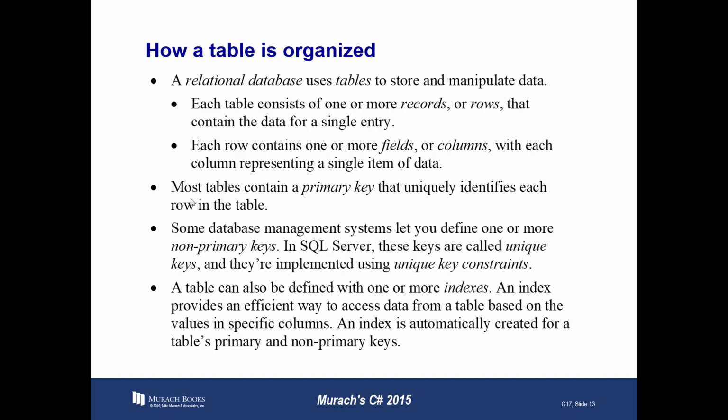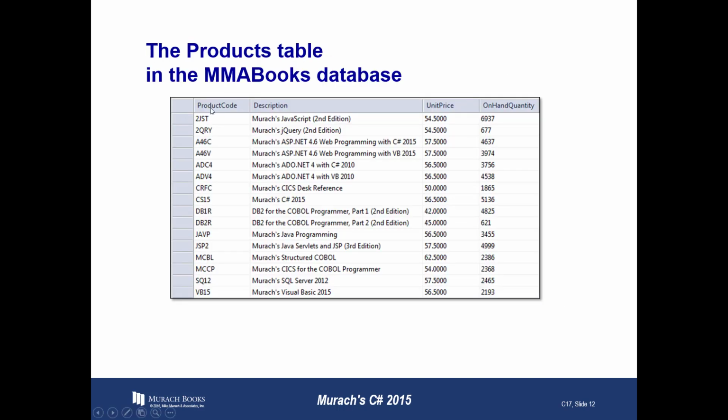Most tables contain a primary key. And again, a primary key is a unique record identifier. So each record in here has a different product code. So product code would be a natural for a primary key. If by chance I had 2 product codes that were the same, then that field couldn't be a primary key. I'd probably create a new field called product ID, where I could be sure that each record was given a unique number.